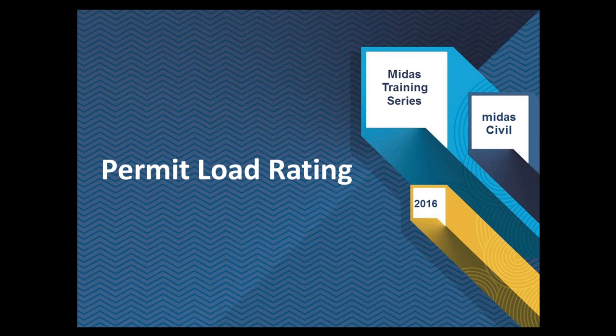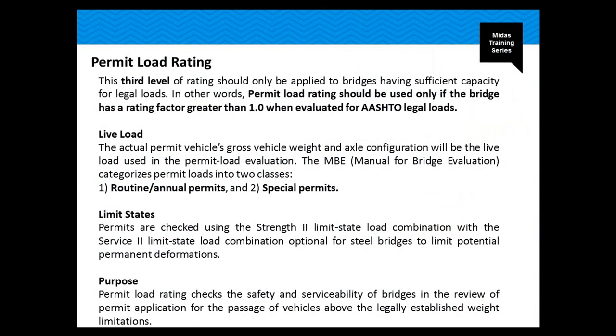Then we have the permit load rating, and as you might guess, this one should be applied to bridges having sufficient capacity for legal loads. So basically, permit load rating should be used only for bridges that have a rating factor greater than 1 when evaluated for actual legal loads. The live load, as its name mentions, is a permit load. The actual permit vehicle's gross weight and axle configuration will be the live load used in the permit load evaluation.